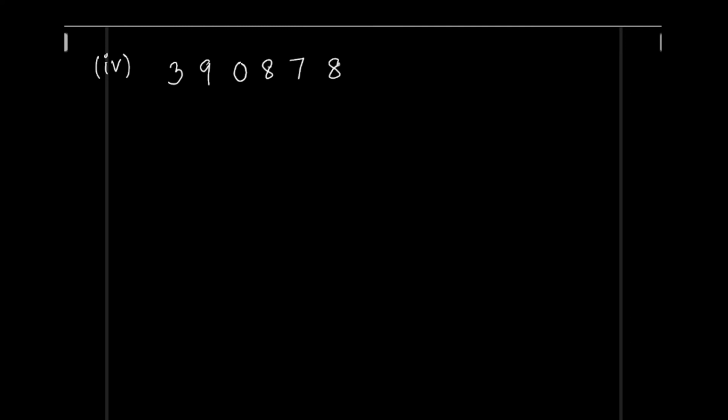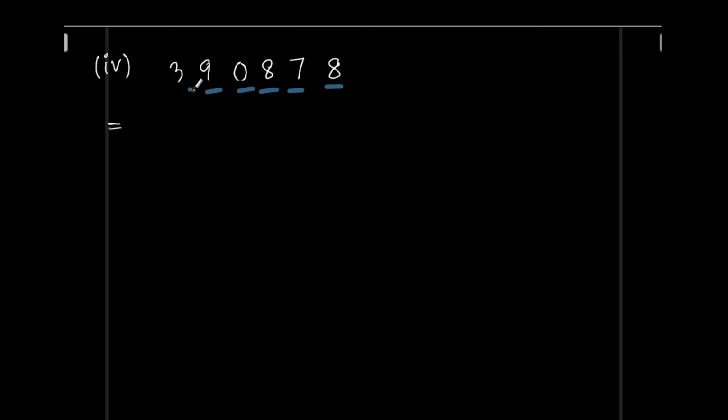Question number 4 is 390878. Now see, in this number, after the number there is no zero, so that means we need not write 10 to the power something now. First, to bring the point after 3, this number should be divided by which number? How can we decide that? If there will be a point after 3, then how many digits are there after the point? 1, 2, 3, 4, 5.